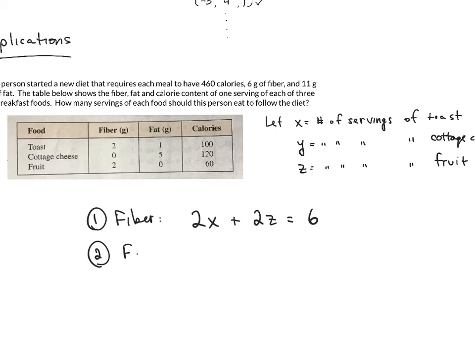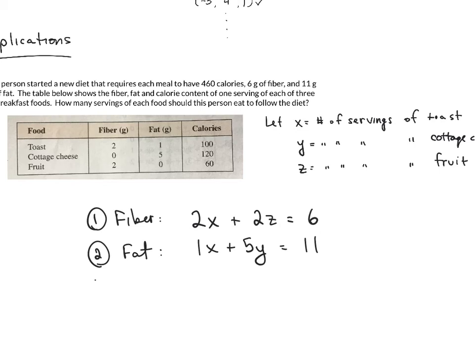Now a second equation could be fat. Toast has 1 gram of fat. The cottage cheese has 5 grams of fat. And then fruit, it says fruit here has 0 grams of fat, so you could again put 0z, but you don't need to have 0z because that doesn't have any value. And then according to the problem here, there needs to be 11 grams of fat, so the total here would be equals 11.